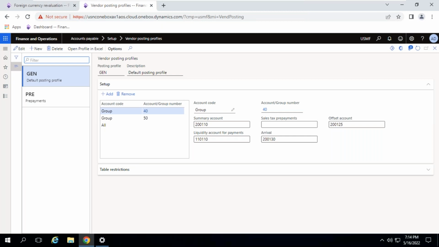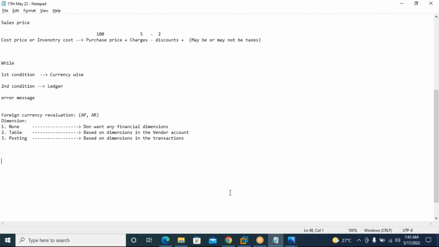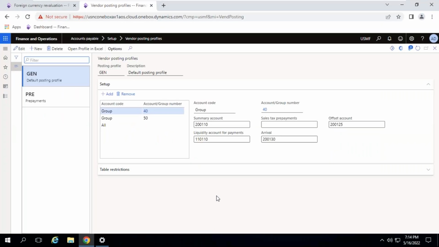Whether I have explained the ledger subledger concept? No, am I right? Not yet. Okay, fine. I remember. I need to discuss with you about posting profiles.